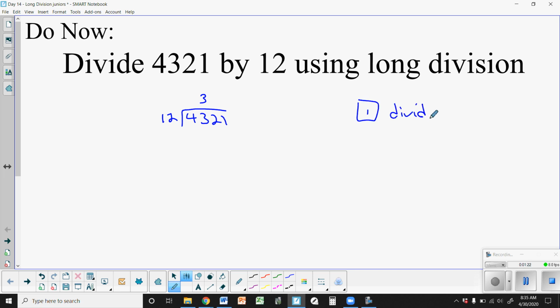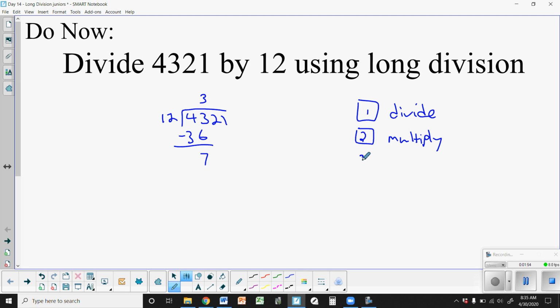So our first step is to divide, then we're going to multiply. So 3 times 12, we get 36. And after we multiply, what do we do next? That's right, you're remembering, we subtract. So let's subtract these two. And notice that it's basically switching the sign. So 36 was positive, now it's negative. We need to do some carrying, but we can see that 43 minus 36 gives us 7.